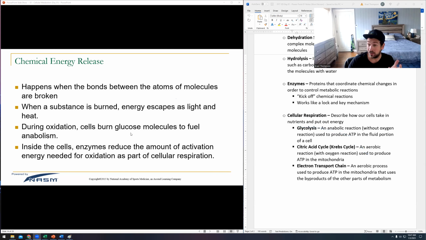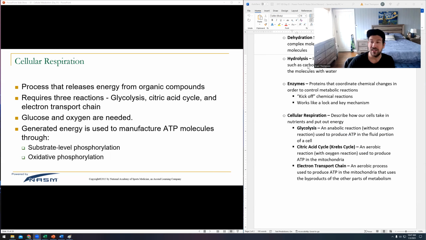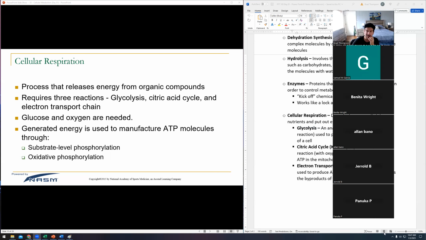So when we take glucose, sugar, right? When we take sugar and we break it down, it releases a bunch of energy. And that's actually what powers all of our cells. So that is where we're going to talk about what we call cellular respiration.